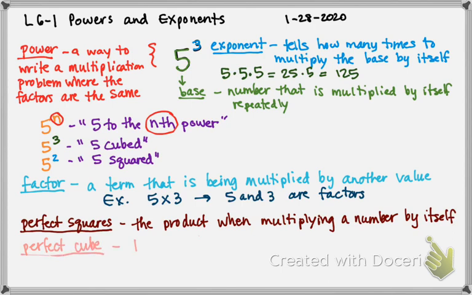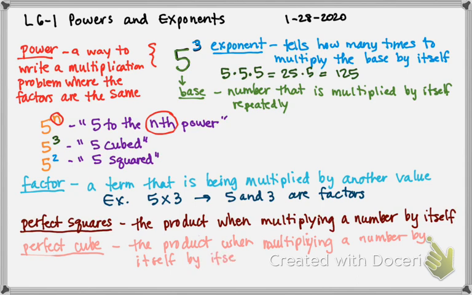A perfect cube is the product when multiplying a number by itself, by itself. I said maybe "and." So the product when multiplying a number by, oops, let's try this again, by itself. I'm going to erase this. I think the "and" needed to go there. There we go. And by itself.